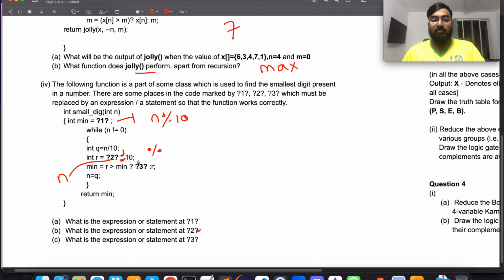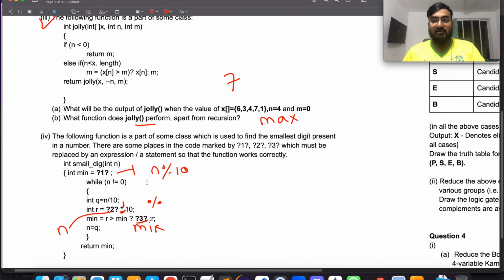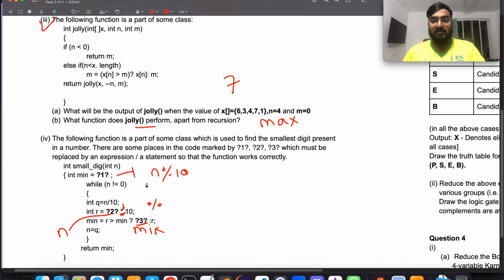If you simply do n, and here, if r, you have to find the minimum, right? So this is a ternary operator. If r is greater than minimum, we find minimum, else we find r. So for 1 you have to do n percent 10, for 2 you have to do n, and for 3 you have to do the remaining part. Okay, that should get you marks. Moving on to question 3.